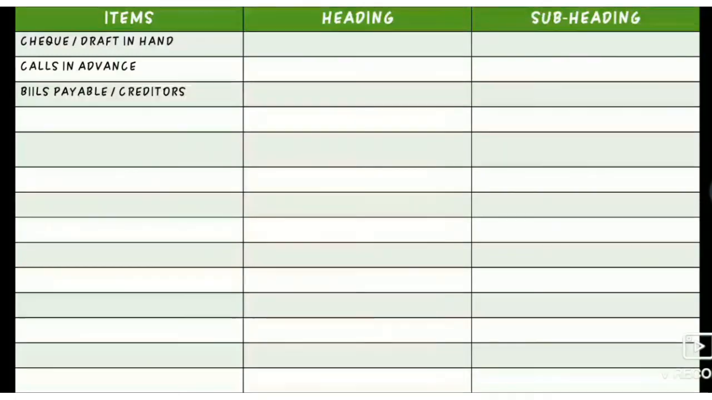So only 3 are remaining, and these 3 of them are very, very important. Now first is cheque, draft in hand. So this cheque, draft, bank, cash, these all are considered as cash and cash equivalent. No doubt in examination, one question will be there related to cash and cash equivalent, or they can ask for the definition, or they can ask for the heading and subheading. So this cheque, draft comes under cash and cash equivalent, and the heading is current asset, subheading is cash and cash equivalent.